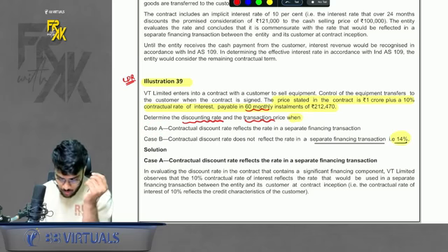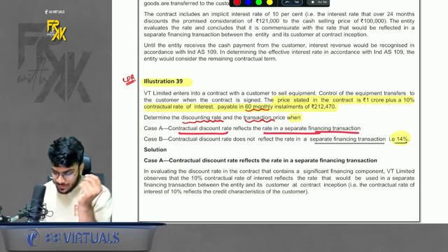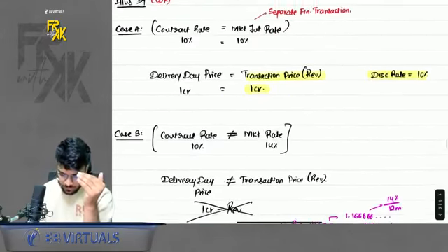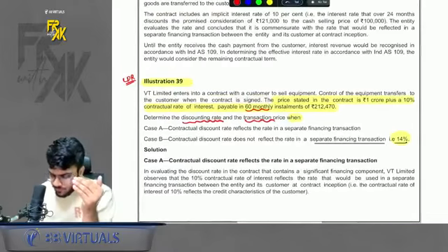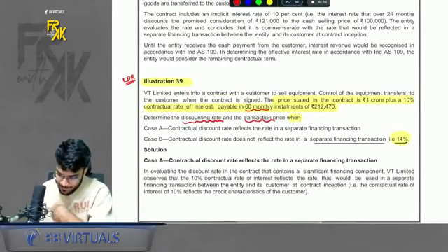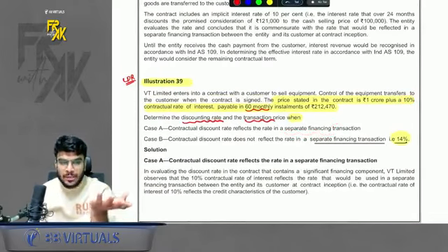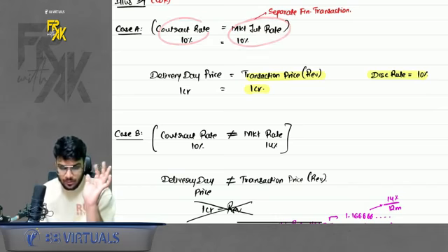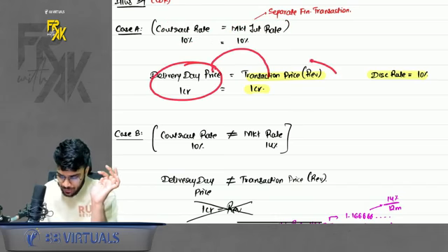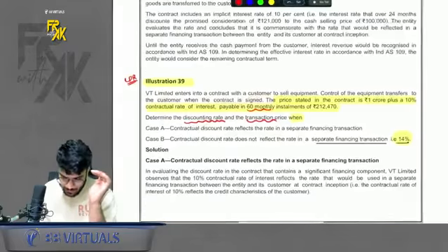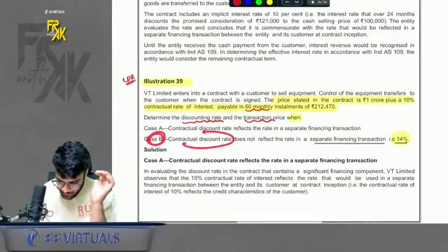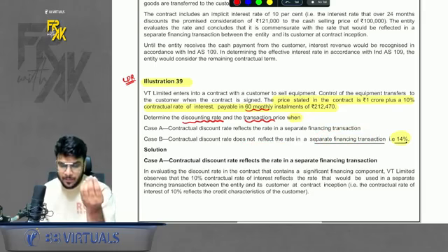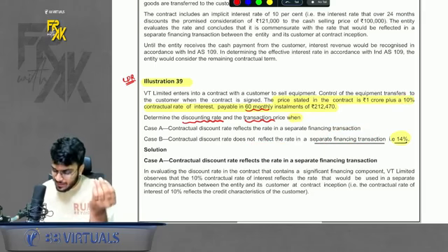Case one, contractual rate reflects the rate in a separate financing transaction. In case you remember, we discussed this in class. Contractual rate means the rate you offer to the customer in the contract, and separate financing rate means the rate which is ongoing in the market. So if your contract rate is equal to your market rate, then your delivery day price will be equal to your transaction price. But in case B, it says that your contract rate, that is 10%, does not reflect a separate financing transaction rate. That means the rate you offered in the contract is not the same as the market rate.